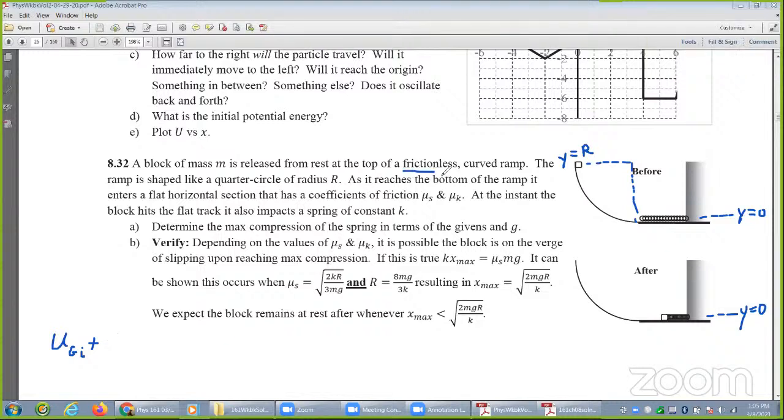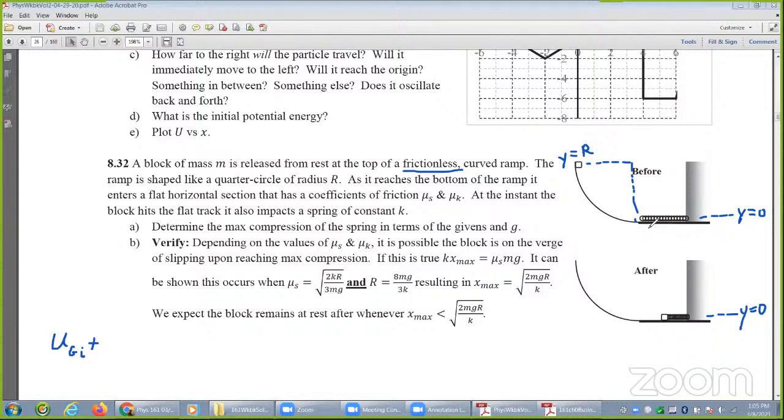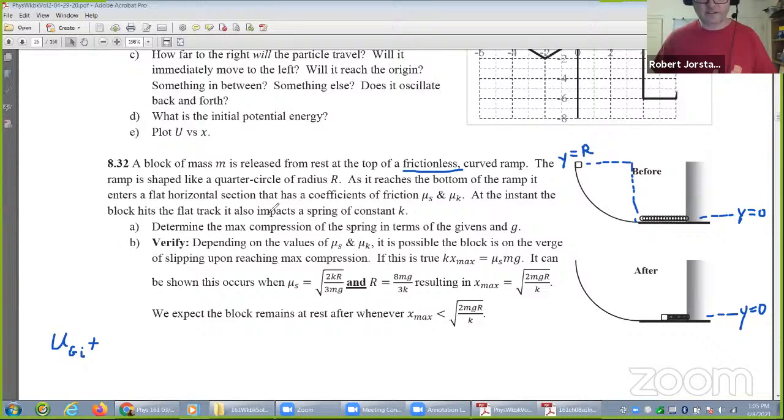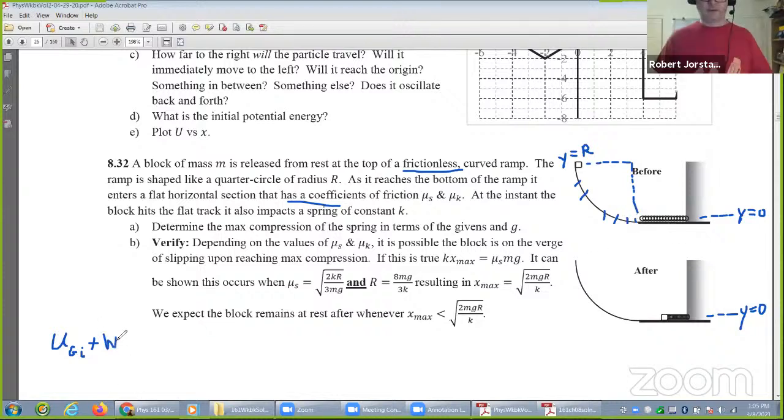So let's see. Is there work done by friction? Yeah, we have friction. Do we? Oh, at the bottom, you're right. I didn't see that at first. I saw the frictionless part. So yeah, at the bottom. So we don't have friction for this part. Agreed? Yeah. And so we do down. Oh, good job. So there's going to be work done by friction.